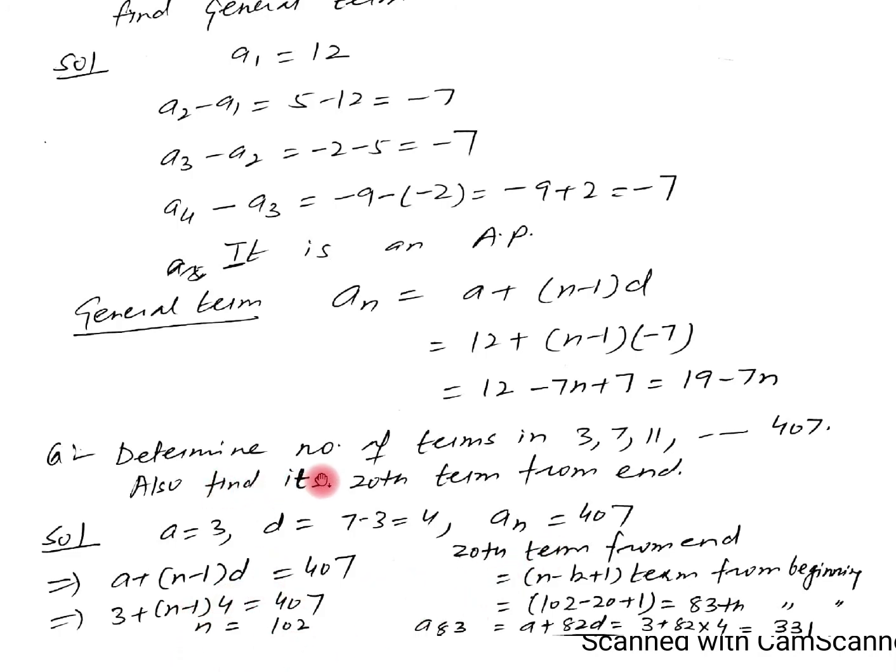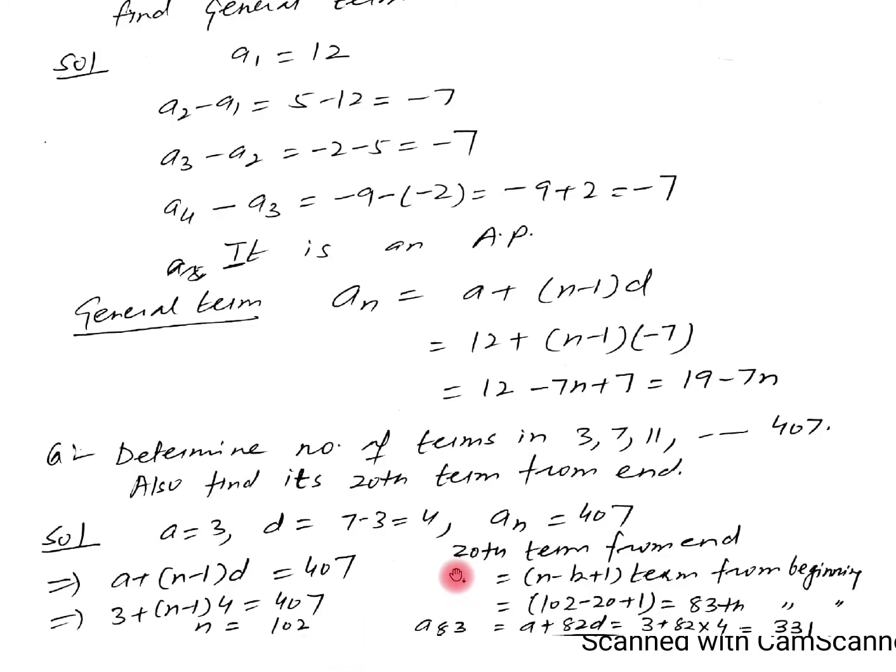Now we have to find out the 20th term from the ending. Now the 20th term from the ending means n minus k plus 1 term from the beginning, or clearly the number of terms is 102. You have to find out the 20th term from the end. It means from the end we have to leave 19 terms. So then 102 minus 19 means we have to find out the 83rd term of the sequence.